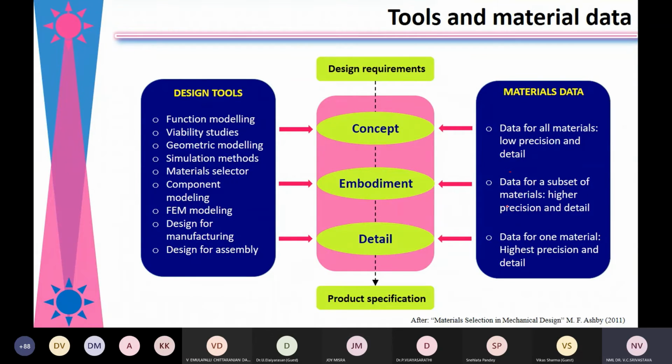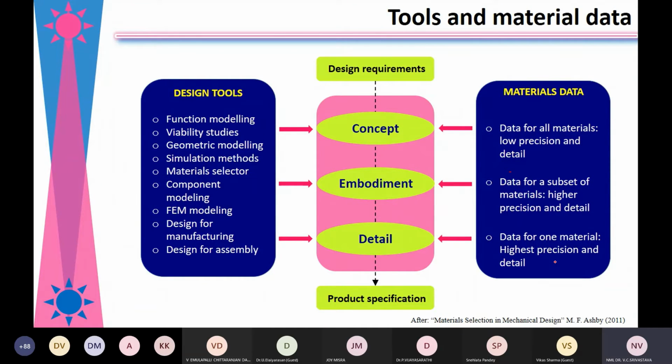Once you have these materials, then you go to make further details, like what kind of property you want, what kind of elongation it should have, whether it should be corrosion resistant or not. So similar kind of thing. Then you again go to more fine details, and then the highest precision and details of the material you can have, and that will determine the product specification.